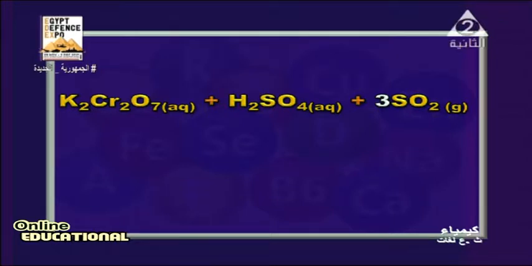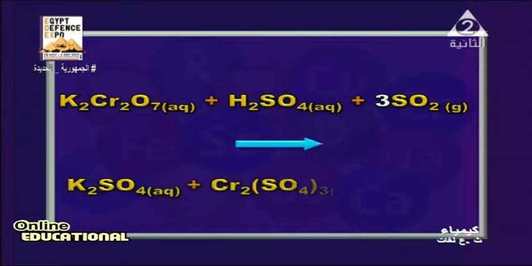Here's the equation: potassium dichromate, acidified by H2SO4, reacts with sulfur dioxide gas. They give potassium sulfate, K2SO4, chromium sulfate and water. Potassium dichromate, as we know from chapter 1, is an oxidizing agent. So it oxidizes the sulfur, and the chromium is reduced from positive 6 to positive 3, and this changes the color of the potassium dichromate from orange to green as the chromium is reduced.